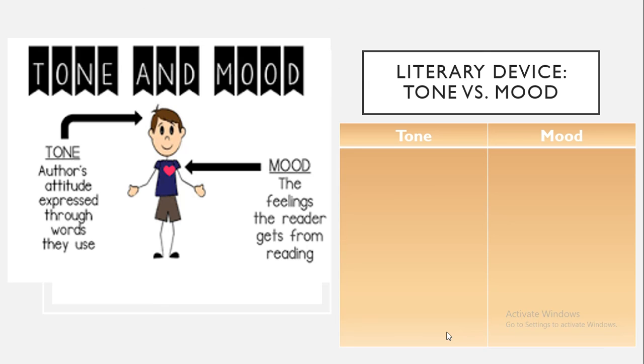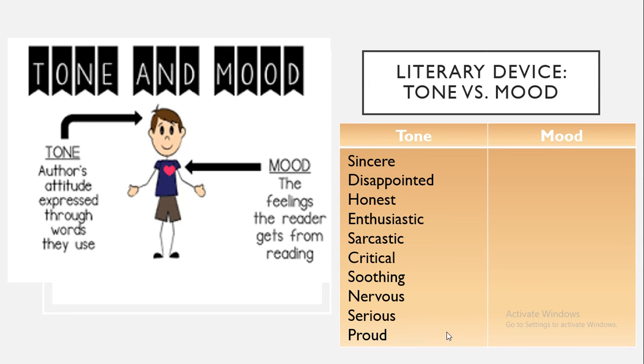So, some examples of tone might be sincere. An author can be sincere when they're writing. They can be disappointed, honest, enthusiastic, sarcastic, critical, soothing, nervous, serious, proud. And this is not like the only tones that an author can ever have. There are hundreds of different tones. Of course, you know the basic happy, sad, mad, jealous, and so on. But these are just some that you may need to see in order for them to come to mind. So those are some examples of tone.